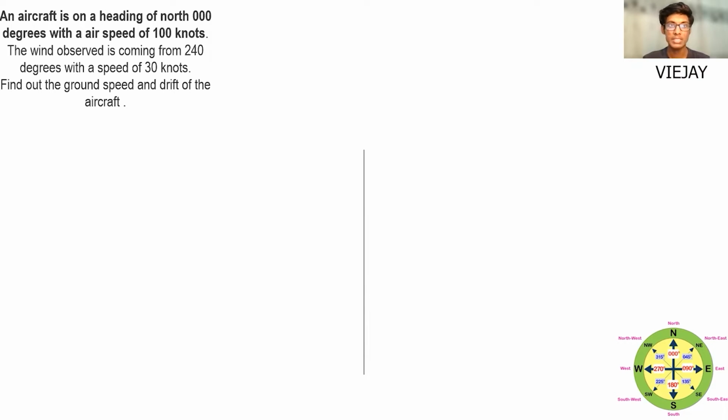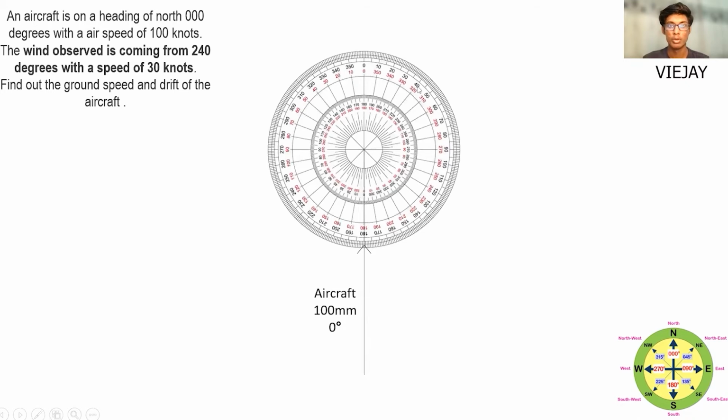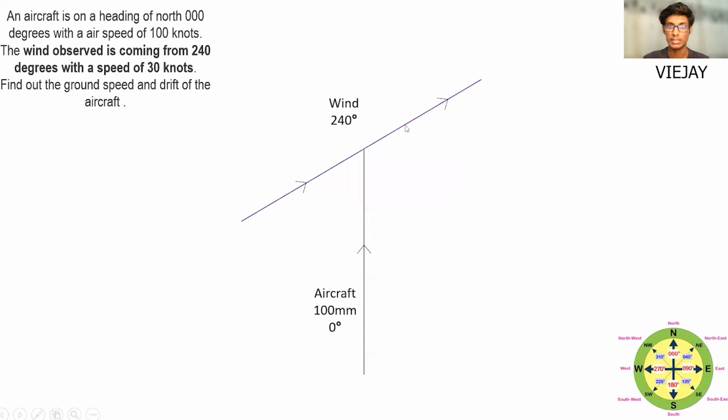So the aircraft is heading north 0 degrees. So it's going to be a straight line heading north, and it's going to be 100 millimeters long. Now we're going to draw the line or the direction of the wind. We're going to be using this as a reference. It says the wind is coming from 240 degrees with a speed of 30 knots. So 240 degrees over here. The line is going to be a straight line heading this way, like this. It's going to be the wind.